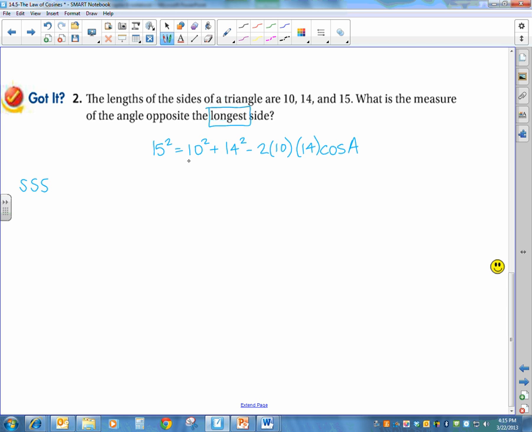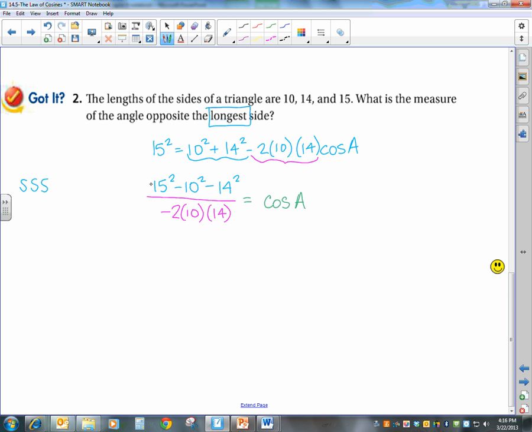So I'm going to subtract these two items. So it's going to say 15 squared minus 10 squared minus 14 squared. And then hopefully you can understand that this part right here is being multiplied by the cosine of A. So I'm going to divide it by negative 2 times 10 times 14. And all of that is going to be equal to the cosine of A.